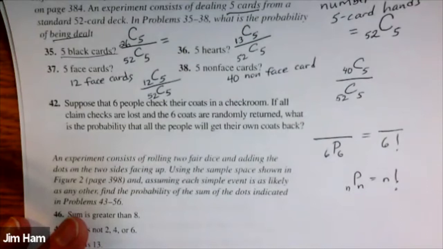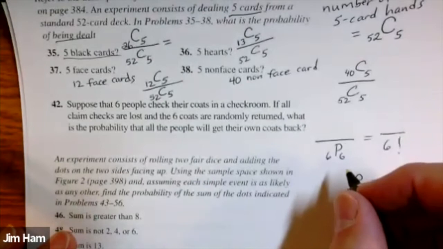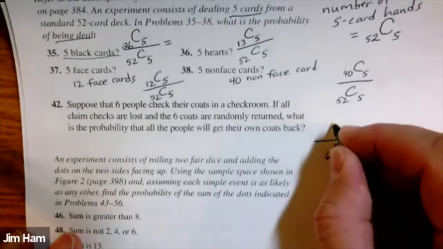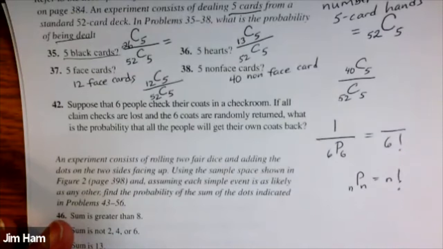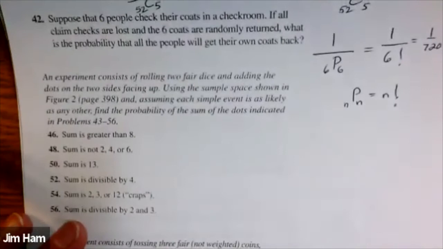Let's say your six individuals are waiting in line and you're just going to choose the six and just kind of throw one out to them. But no, you want them to get their right coat. So you have to match the first one and the second one and the third one and the fourth one and the fifth one and the sixth one. So you have to get it right on every single choice. And only one of the permutations will do that out of all of these possible permutations. So there's only a one in 720 chance that everybody would get their right coat.